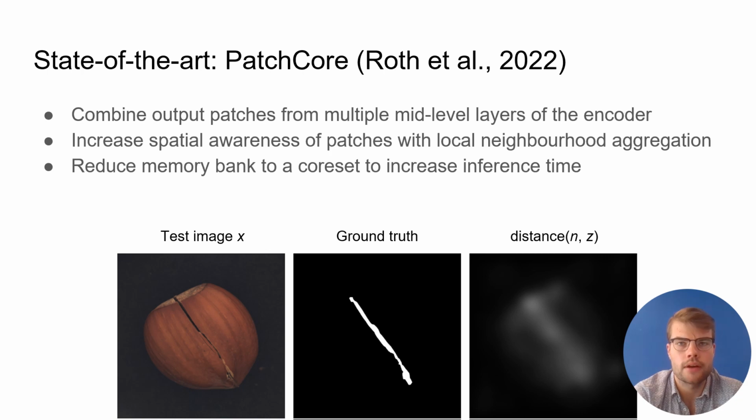The state-of-the-art for unsupervised anomaly segmentation on the MVTec dataset is PatchCore. PatchCore relies on nearest neighbor scoring. It combines the output patches from multiple mid-level layers of the encoder. It increases the spatial awareness of these patches by using local neighborhood aggregation, which comes down to average pooling with a certain kernel size, which they call a patch size. And finally, they reduce the memory bank to a core set to improve inference time.